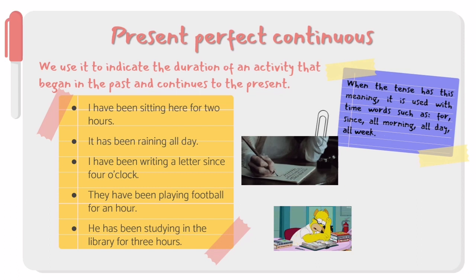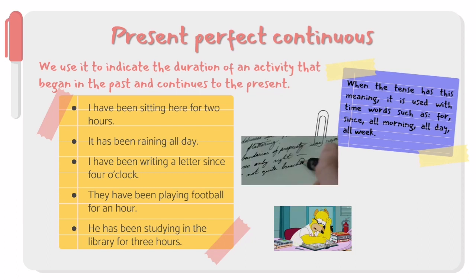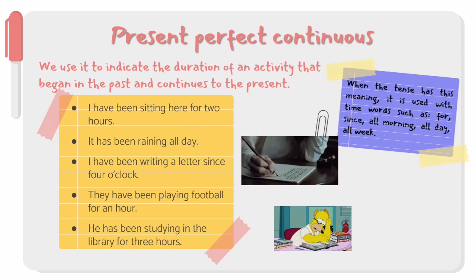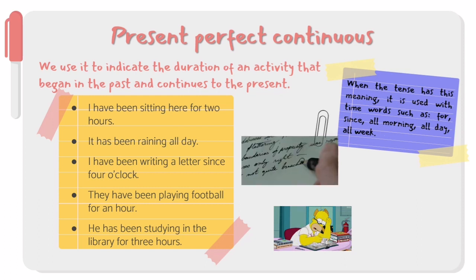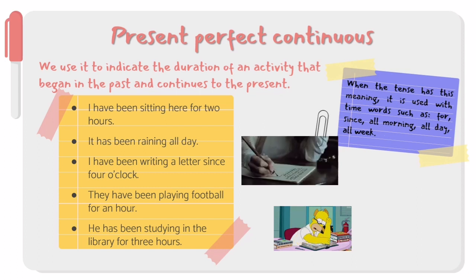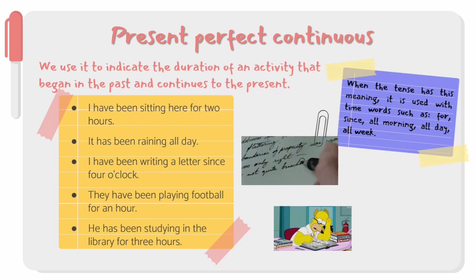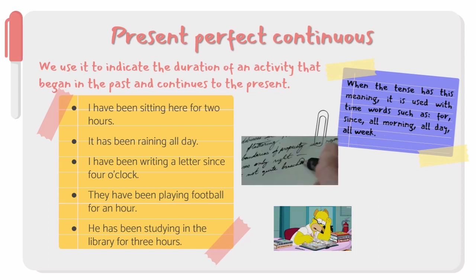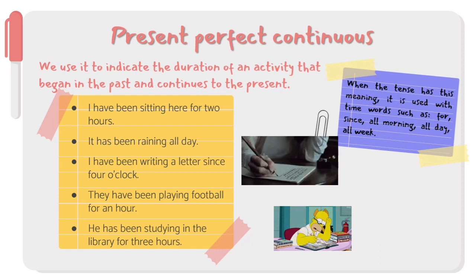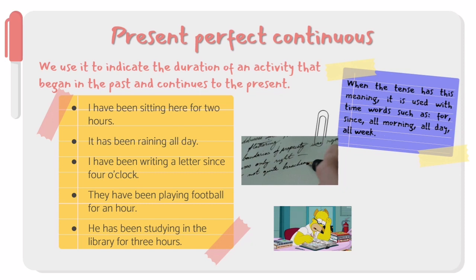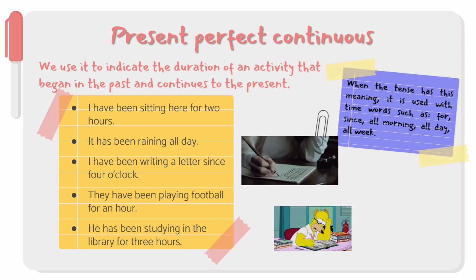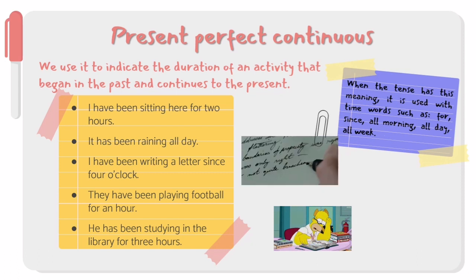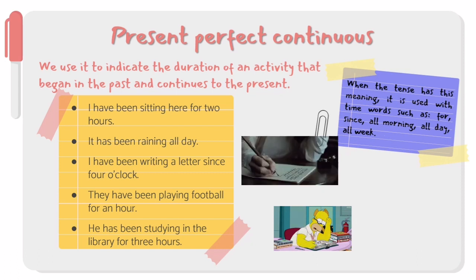First of all, we use it to indicate the duration of an activity that began in the past and continues to the present, okay? When the tense has this meaning, it is used with time words such as for, since, all morning, all day, and all week. Let's read some examples. I have been sitting here for 2 hours. It has been raining all day. I have been writing a letter since 4 o'clock. They have been playing football for an hour. And he has been studying in the library for 3 hours.